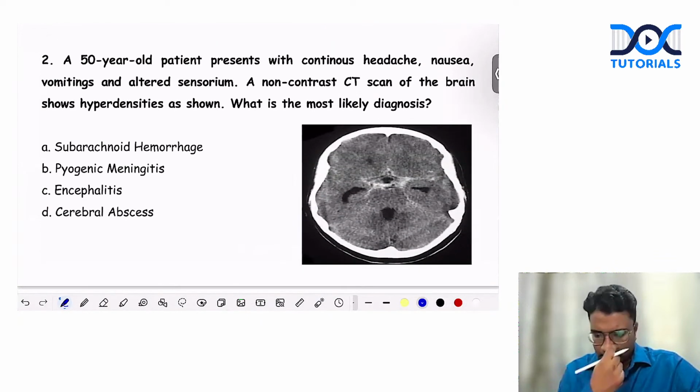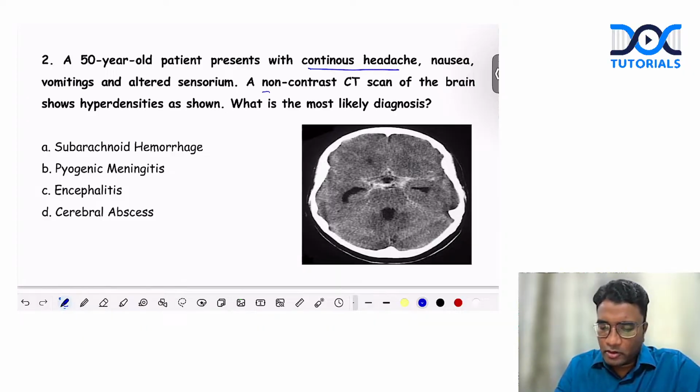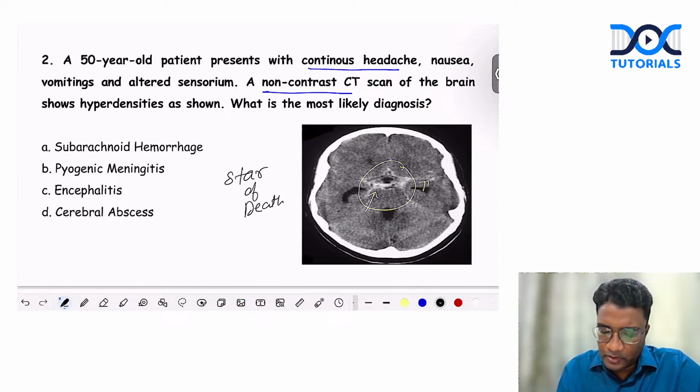What did you answer for this question, guys? A 50-year-old patient presents with continuous headache, nausea, vomiting, and altered sensorium. A non-contrast CT of the brain was given with hyperdensities as shown in the image. What is the most likely diagnosis? I hope you have done this easily. Continuous headache, non-contrast CT showing hyperdensities in the basal cisterns, sylvian fissure, right? So this is the star of death that we study, in the basal cisterns. All of this is classic subarachnoid hemorrhage.